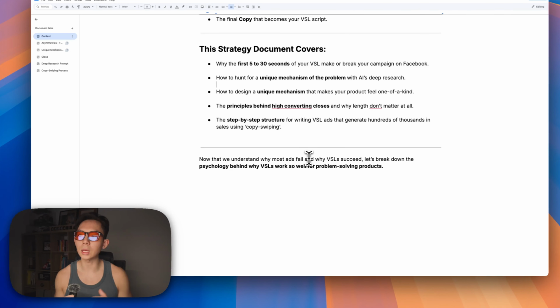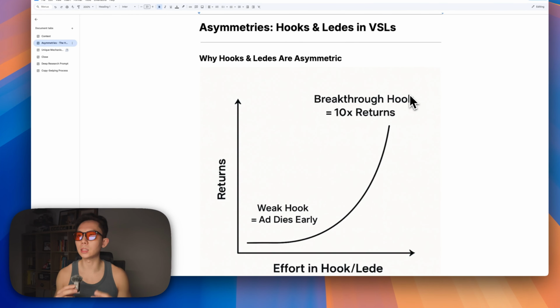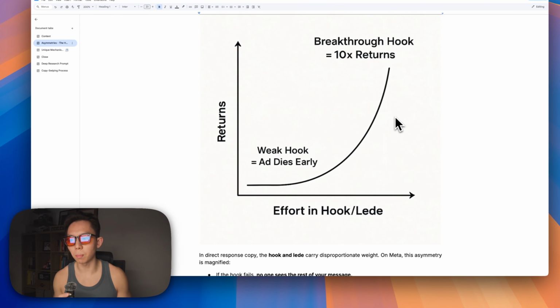Now that we understand why most ads fail and why VSLs succeed, let's break down the psychology behind why VSLs work so well for problem-solving products. Now let's first understand asymmetries in VSLs, and that is in the hooks and leads. They are asymmetric because in direct response copy, the hook and lead carry disproportionate weight. If you have a weak hook, your ad dies early, but if you have multiple winning hooks, that's where you get to see breakthrough return.